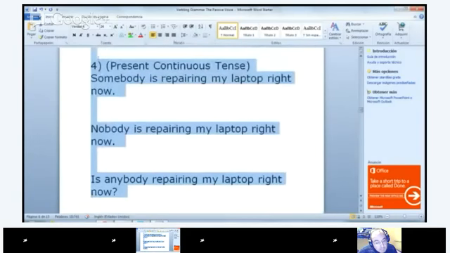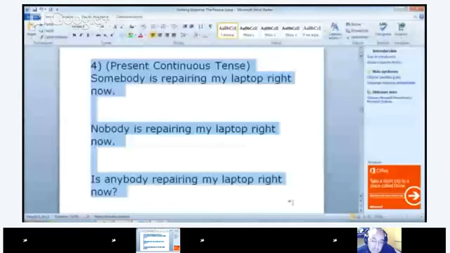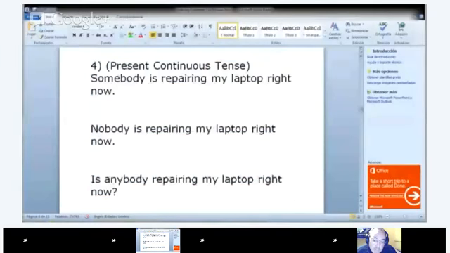Now, can we switch this to the passive voice? So, somebody, nobody, anybody, that does not provide us with any information. So let's eliminate all of those words. And let's focus on what's more important, which is your laptop.